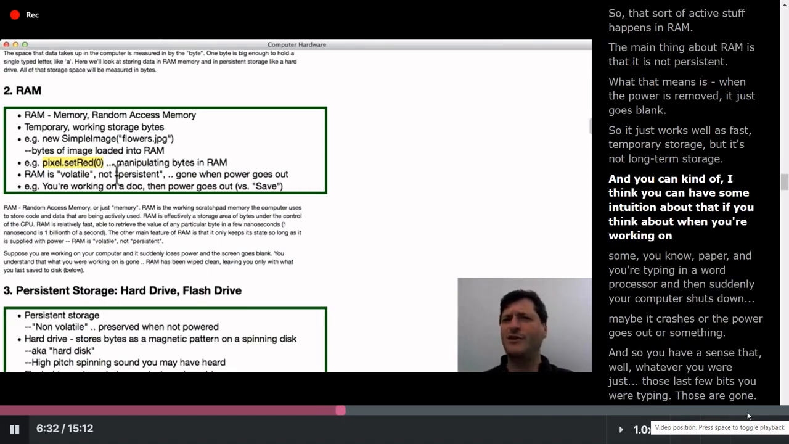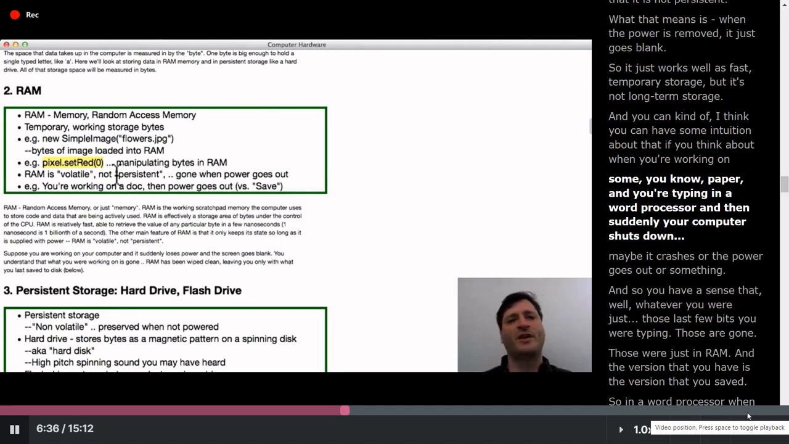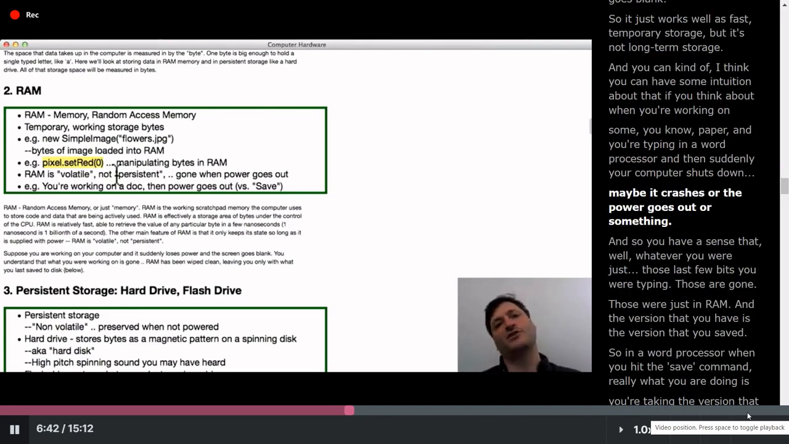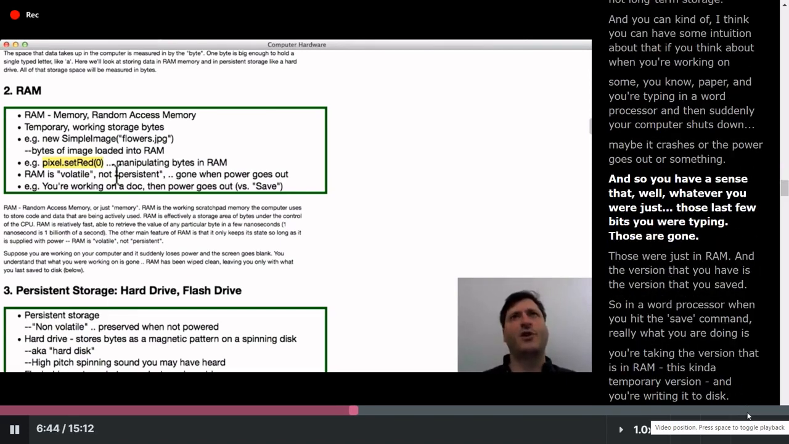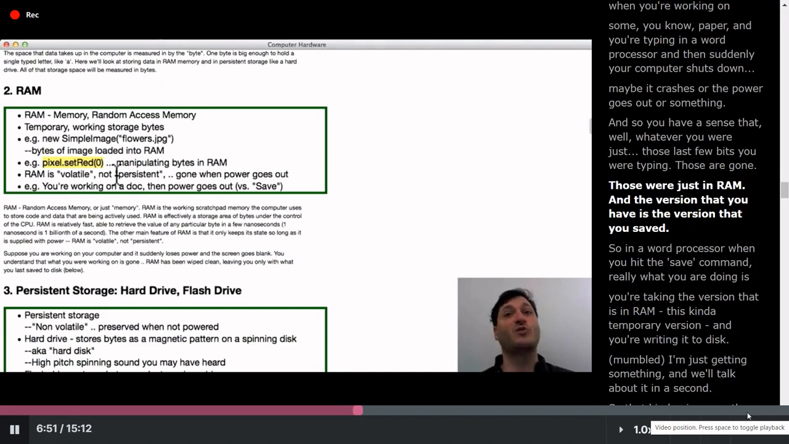And I think you can have some intuition about that if you think about you're working on a paper and you're typing in a word processor, and then suddenly your computer shuts down. Maybe it crashes or the power goes out or something. And so you have a sense that, well, whatever you were just typing, those last few bits, are gone. Those were just in RAM.